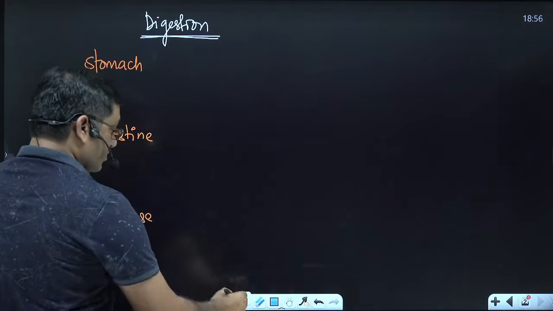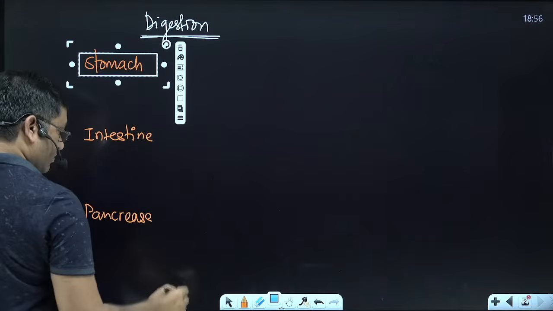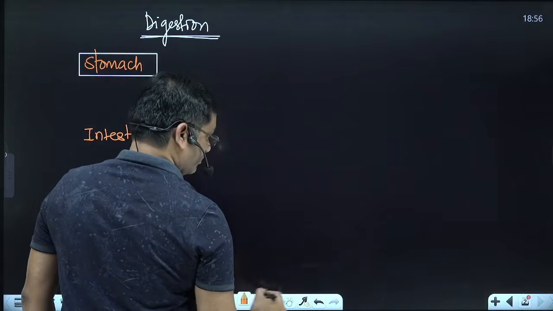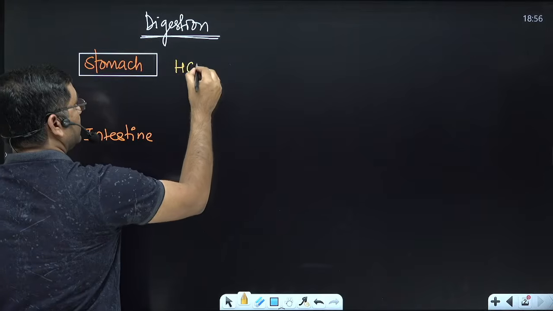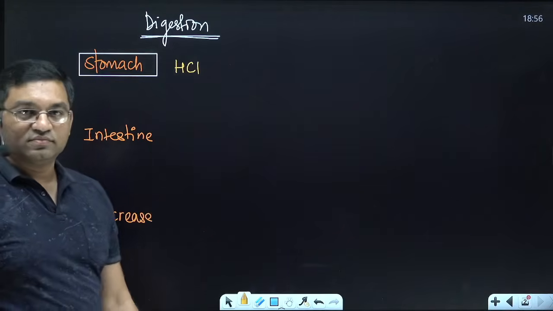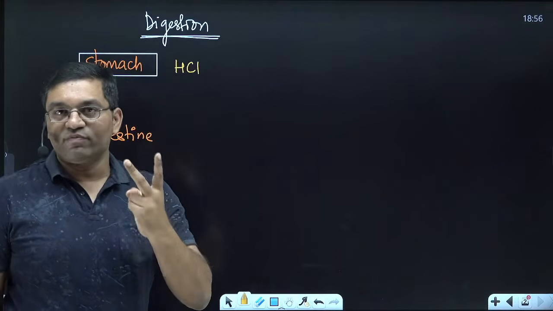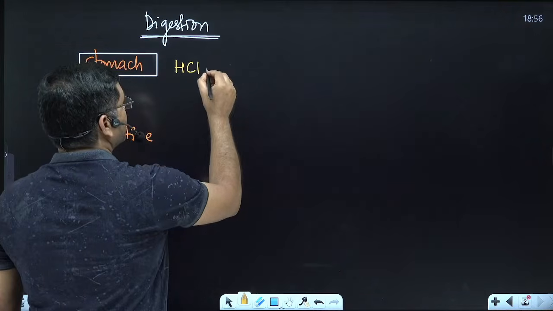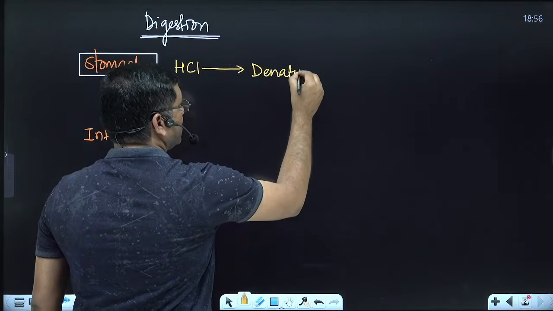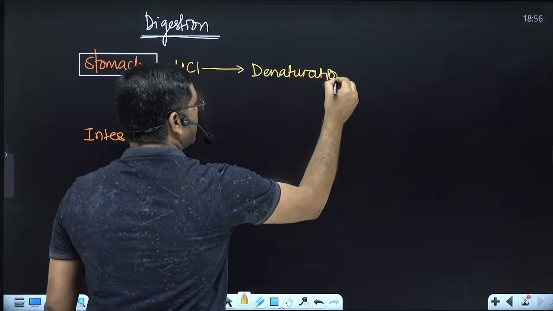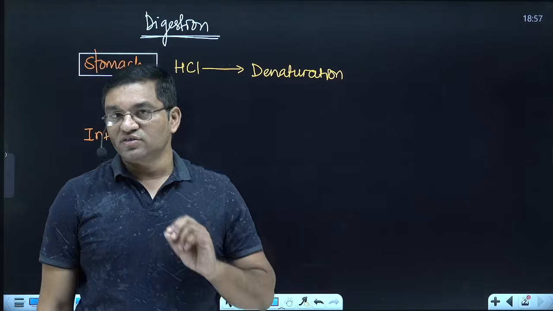Then in the stomach, gastric juice contains hydrochloric acid. Hydrochloric acid has two important roles. First, it causes the denaturation of the protein. What is the meaning of denaturation? Denaturation means loss of secondary, tertiary and quaternary structure, and only the primary structure remains intact.